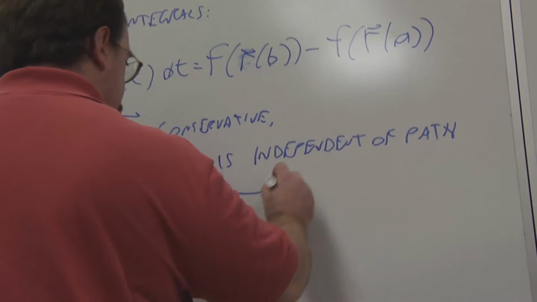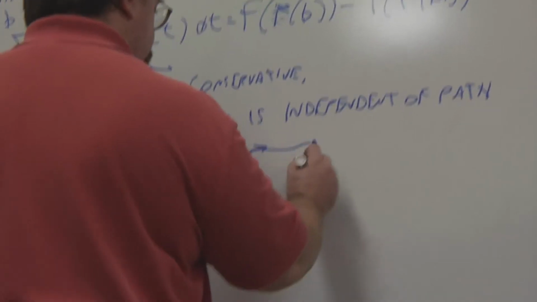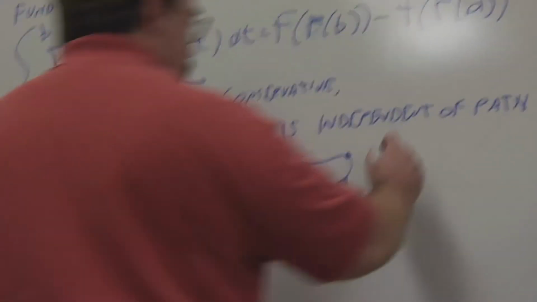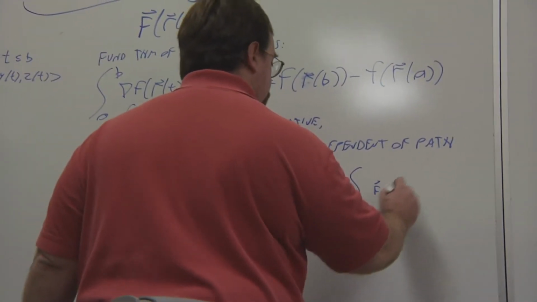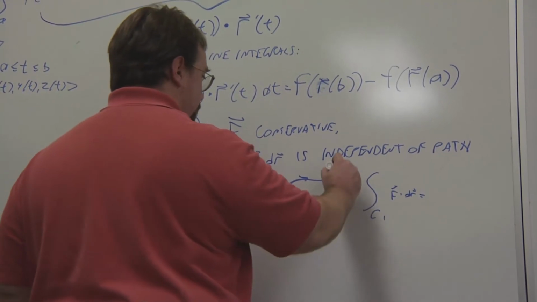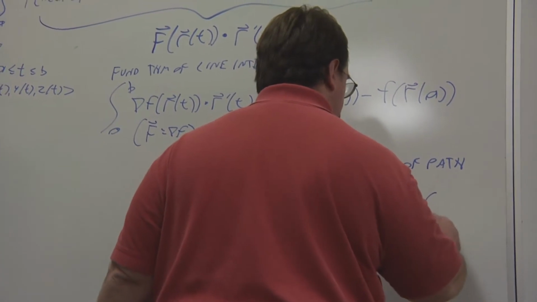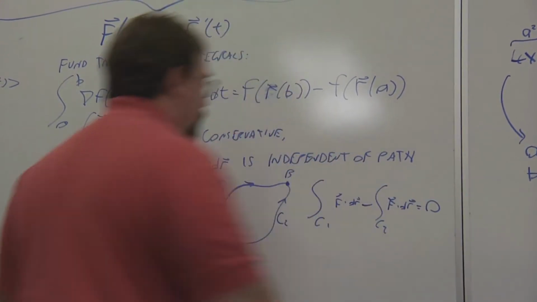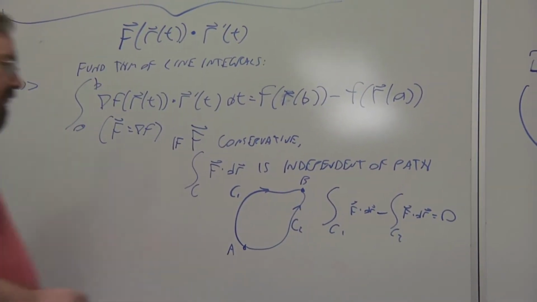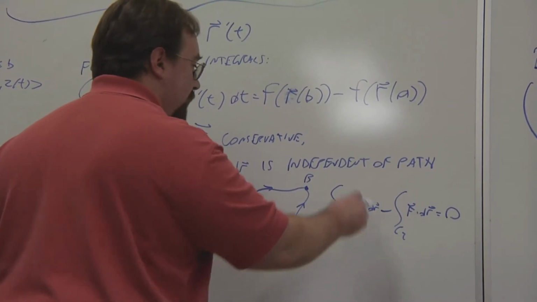So what this means is you have one closed curve, C1, and another closed curve, C2, that both go in the same direction. Going up to here from A to B along C1 and going back along C2, so minus, will give you 0 in that case. Therefore, the two line integrals going in the same direction from A to B must be equal.